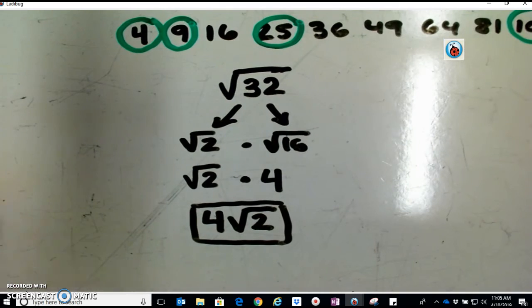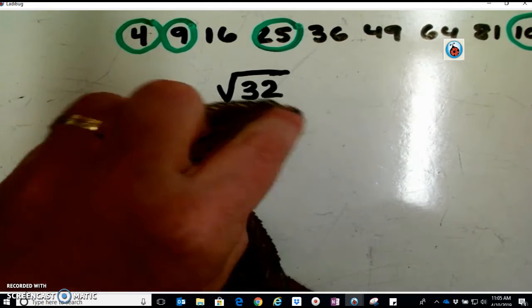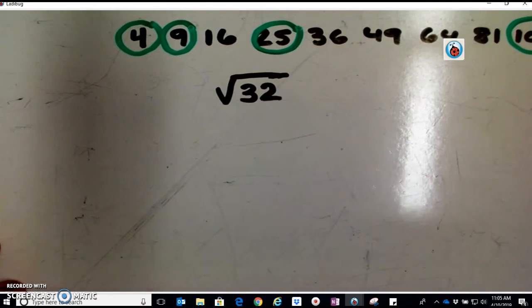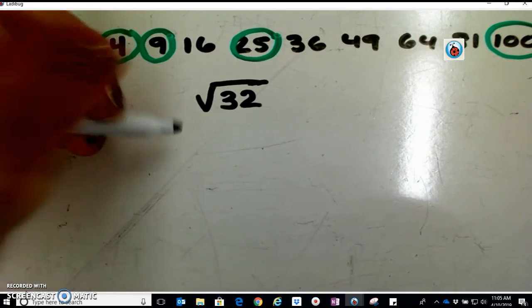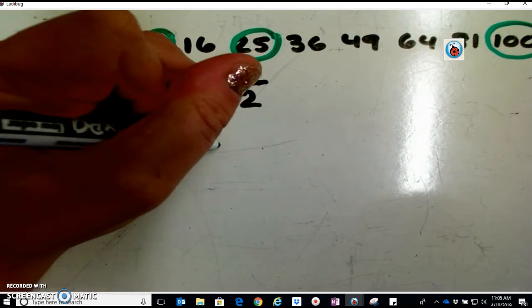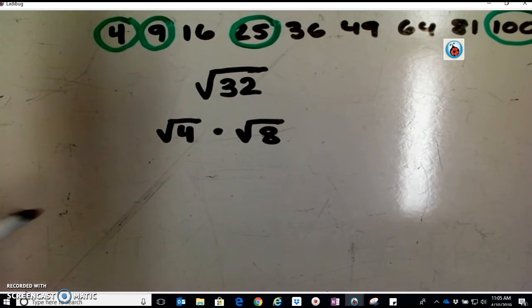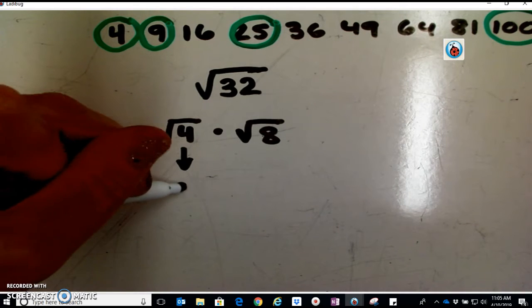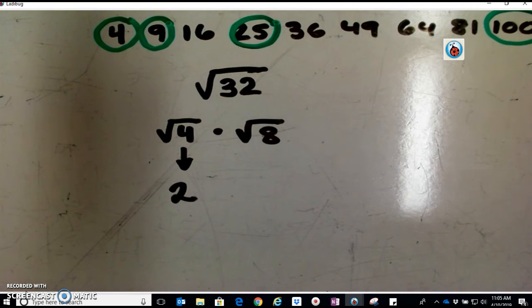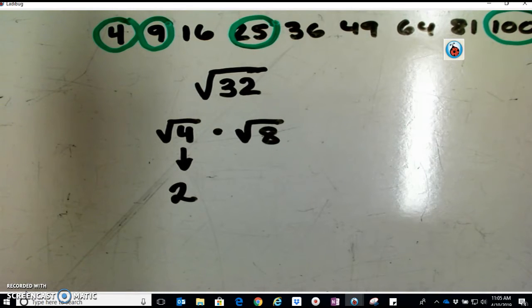But you're like, well, Miss Paris, what if I didn't see 16? What if I just said, I think of it as 4 and 8? Well, there's no problem with that. If I were to rewrite this as the product of the square root of 4 times the square root of 8, that's fine. What is the square root of 4? The square root of 4 is 2. Now, you might be thinking, well, 2 times the square root of 8, we got 4 radical 2.